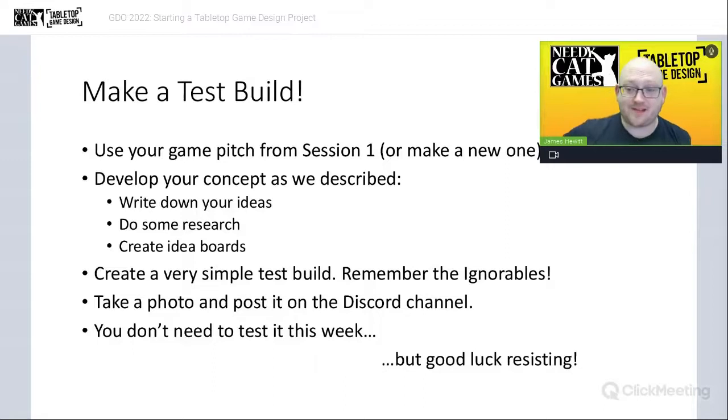Remember the ignorables. Get that slide of the ignorables, print it out, and put it in front of you while you're doing this test build. Do not make it pretty. I want it to look ugly and horrible and appalling. Just make it playable. That's all that matters. And then take a photo, put it on Discord. Show me what you've got. Again, you don't have to, but if you do, I'll have a look and tell you what I think. And everyone else can do the same as well.